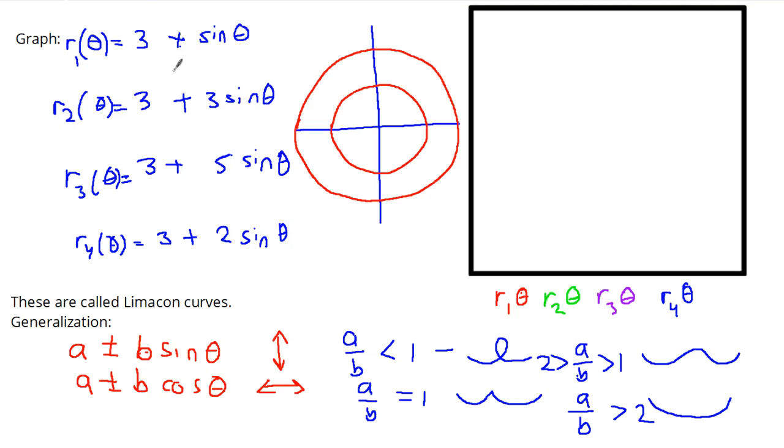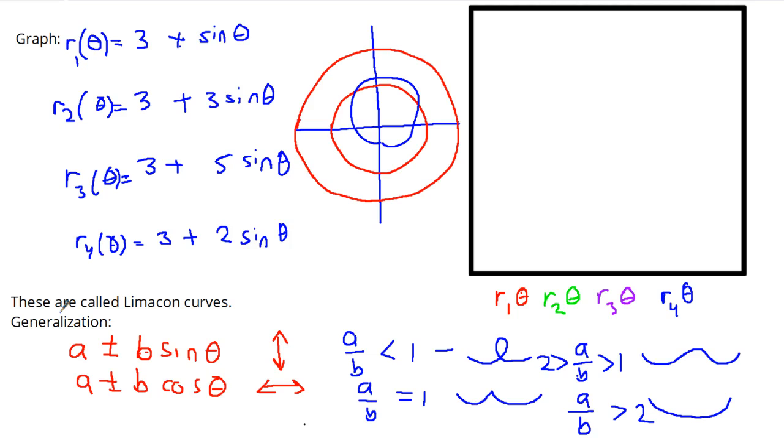So graph all of these functions for me. Just use your paper. I'm not going to graph it because I'm too lazy. Clue: one of them looked like this, something like that. Yeah, graph all of them for me.